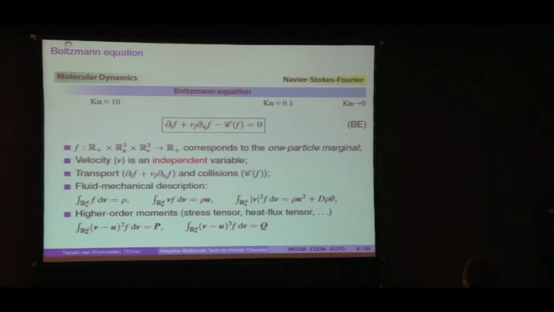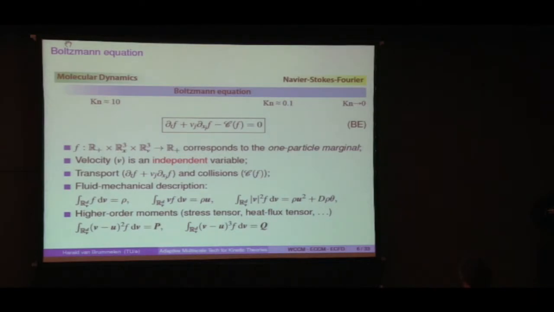So what's Boltzmann's equation? Boltzmann's equation is a molecular model, but it's an equation not for individual molecules, but for a probability distribution. So it's a scalar equation. f in here represents probability density, defined on position-momentum space, or position-velocity space.